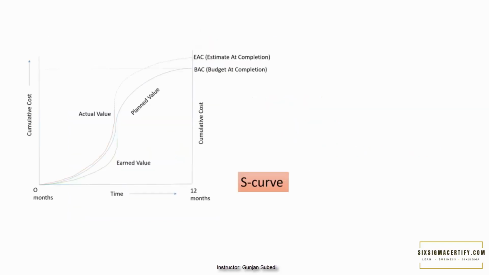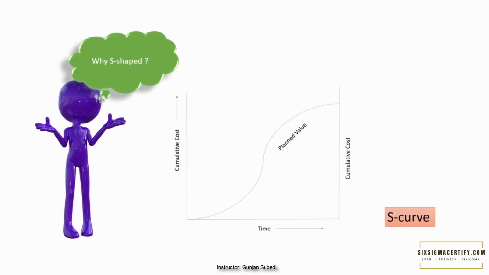First of all, let's start with the S-shaped graph over here. You can see different terms such as planned value, earned value, actual cost, budget at completion, etc. So why this S-shaped curve? This is quite a logical curve for projects because it denotes that the resources, be it time or schedule or cost, are not utilized at the same rate throughout the project.